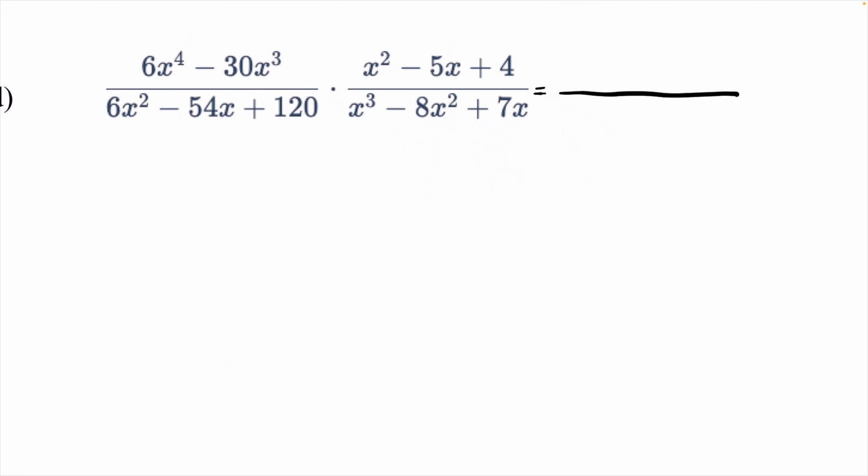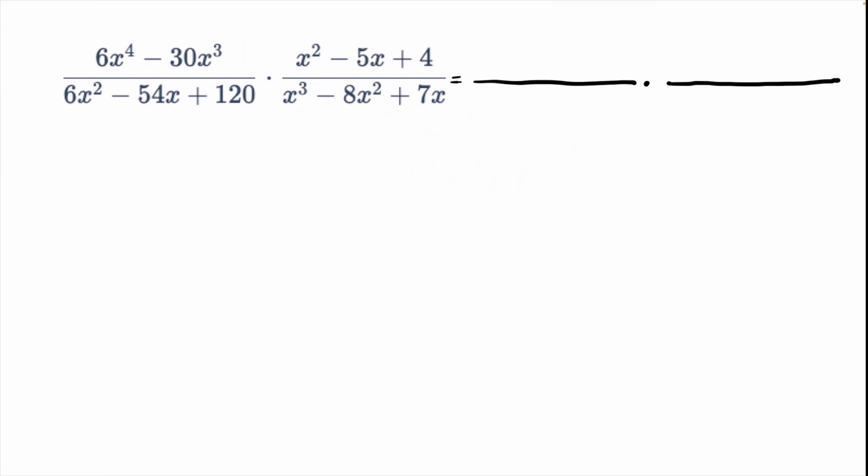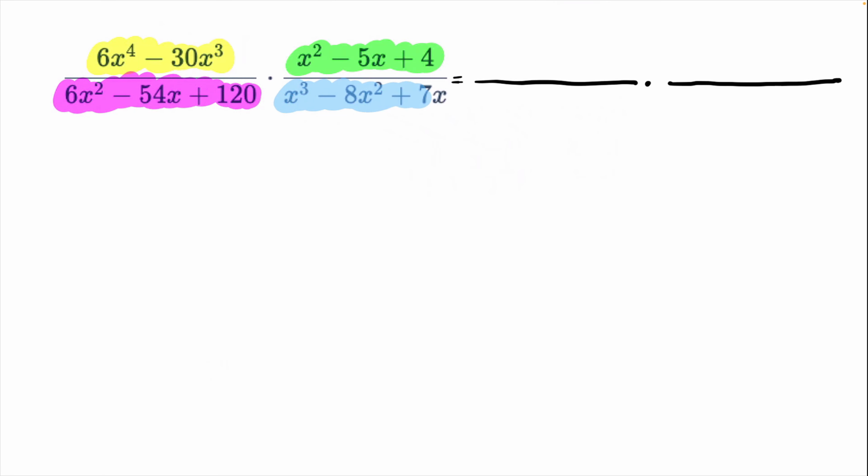This one's already multiplication, so we don't need to do any keep, change, flip. Only with division. Numerator. Numerator. Denominator. Denominator.